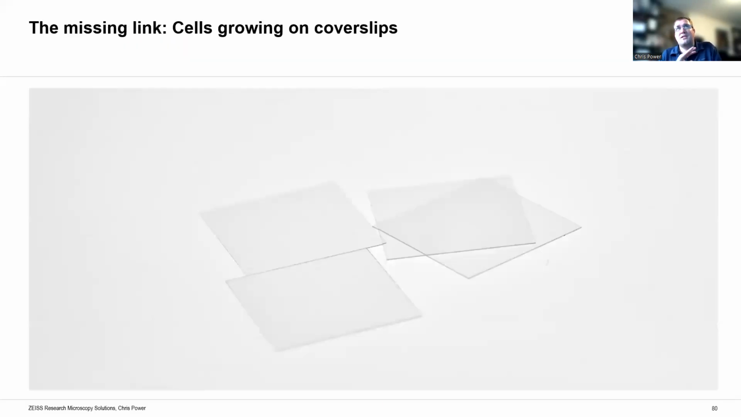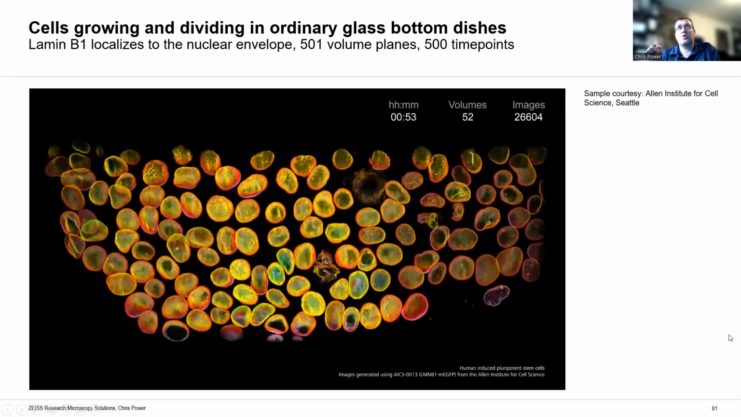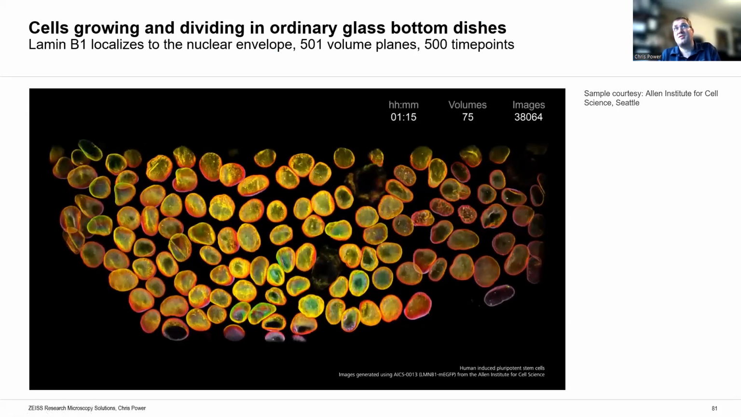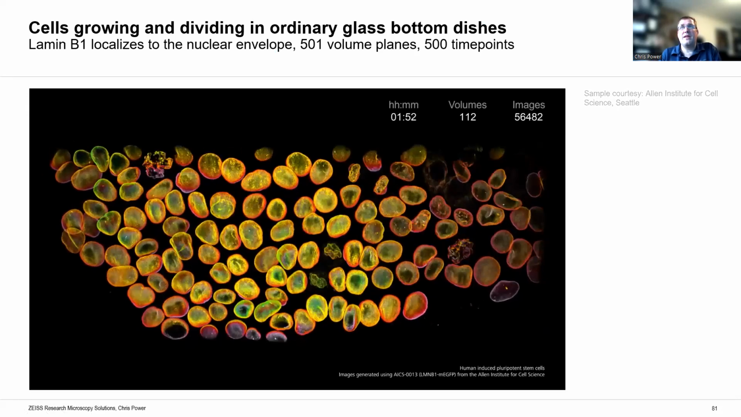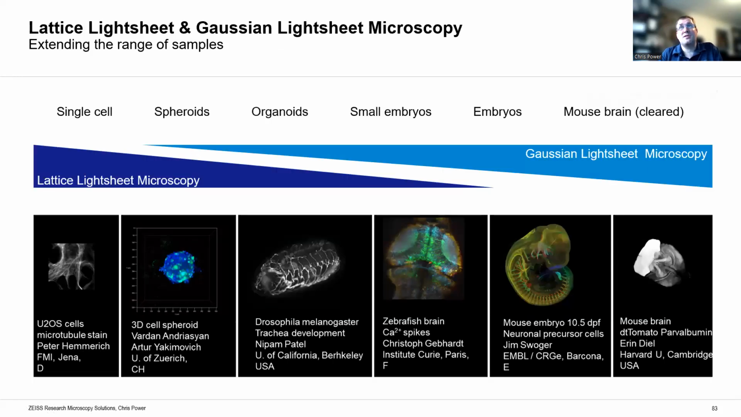I will mention, but it's not the focus of the talk today, people, of course, still work with cover slips. We do have one other system called Lattice Lightsheet, which is designed to look at cells on cover slips. So don't confuse the two. We at Zeiss are selling both systems. The main reason is Lattice Lightsheet is great for cell work, but when we get to spheroids, anything over about 50 microns, 100 microns, the Gaussian Lightsheet, the main system I've spoken about today, becomes a better system for handling these large samples.